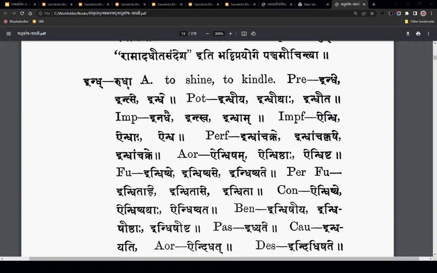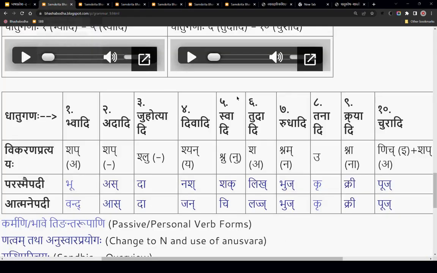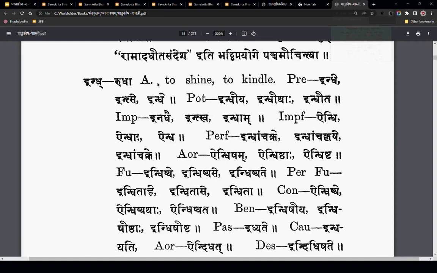This is another one, rudhadigana. The group of the dhatu is rudha, which is seventh. You see here, seventh. So that is rudhadigana, and then atmanepadi, to shine, kindle. So atmanepadi, because atmani you see here. Indhate, it takes indhate, indete, indhante, etc. Indhe, indhave, indhamehe.